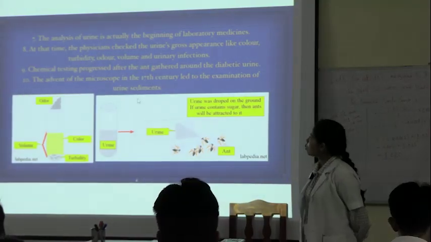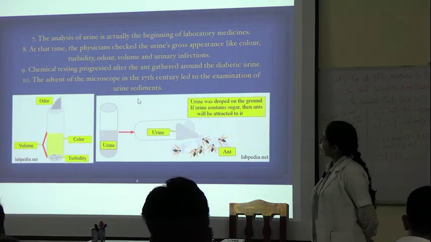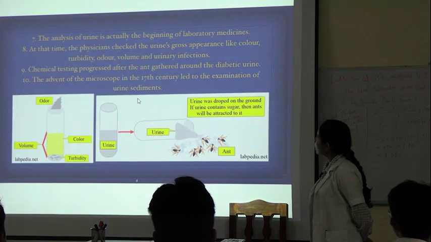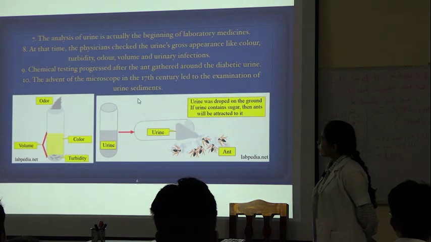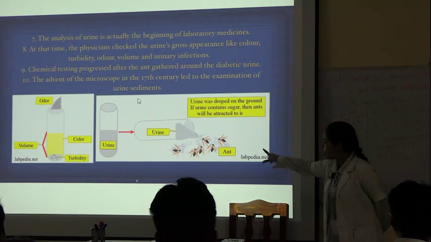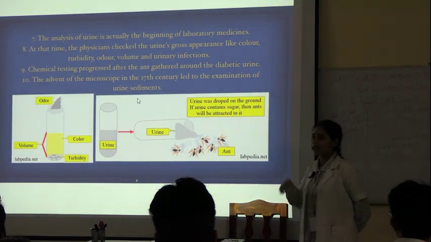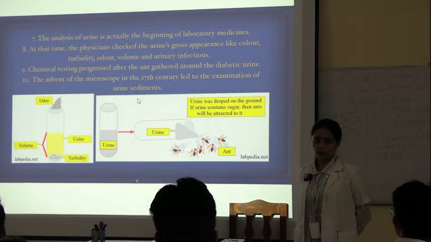Now the analysis of urine is actually the beginning of laboratory medicine. At that time the physician checked the urine gross appearance like the color, turbidity, odor, volume and the urinary infections. Chemical testing progressed after the ants gathered around the diabetic urine. So you can see here a urine sample spilled and there are some ants gathered. So like that they understood maybe the patient could be diabetic.